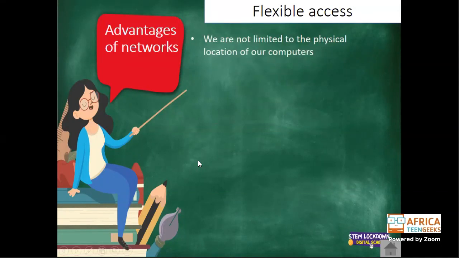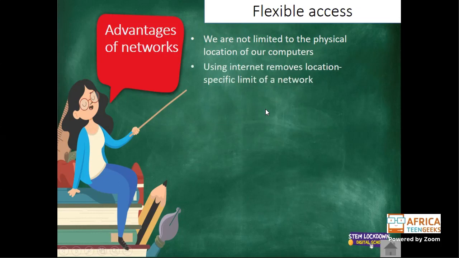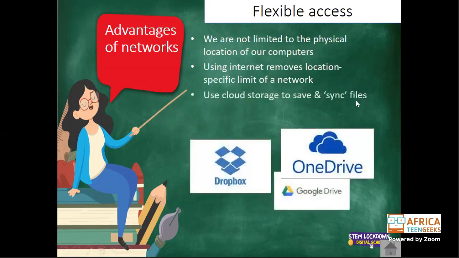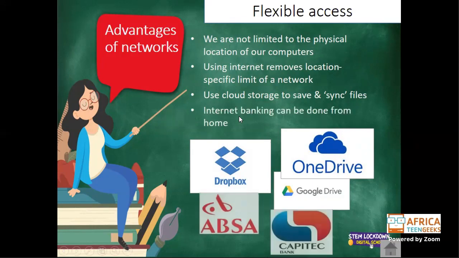A network is very flexible. We are not limited to physical location, like I said, space shifting. Using the internet removes location-specific limits on the network, so there are no boundaries here. Maybe you need to go somewhere and apply for a passport. No, there's no worry here. You don't have to apply for any passport. You can use cloud storage to save and synchronize your files. Then you have seen how flexible the network is.